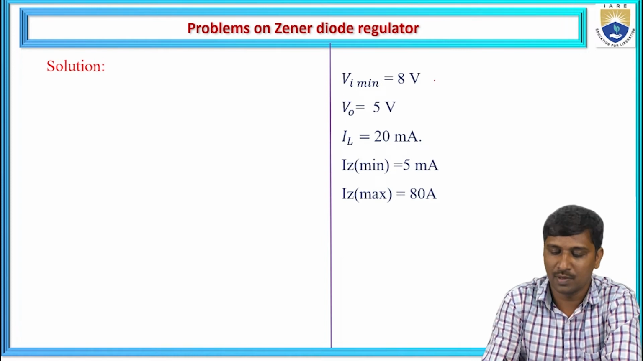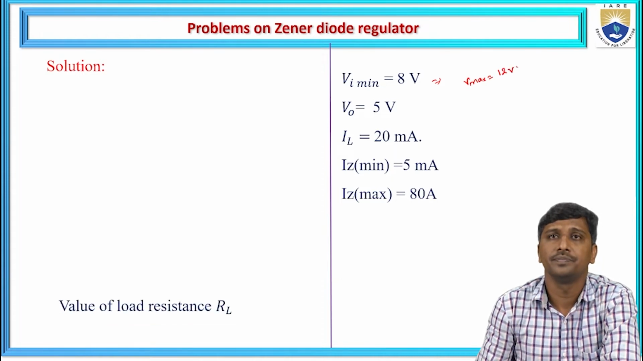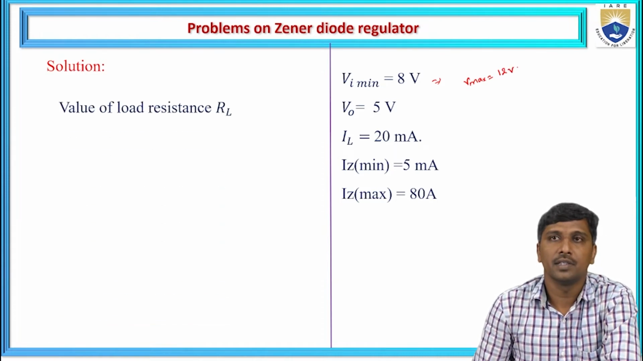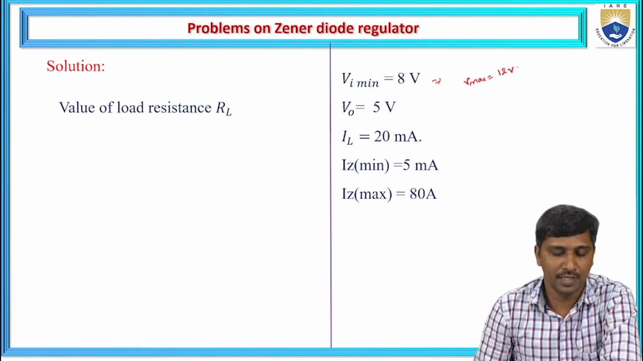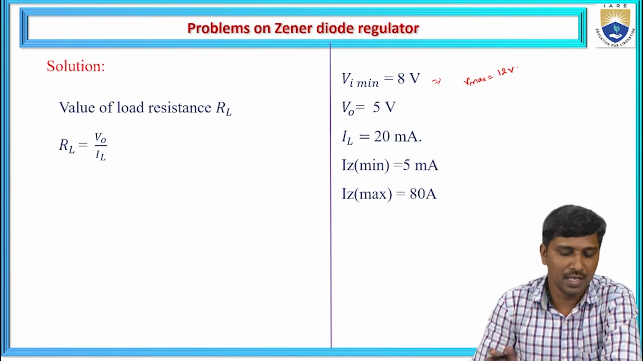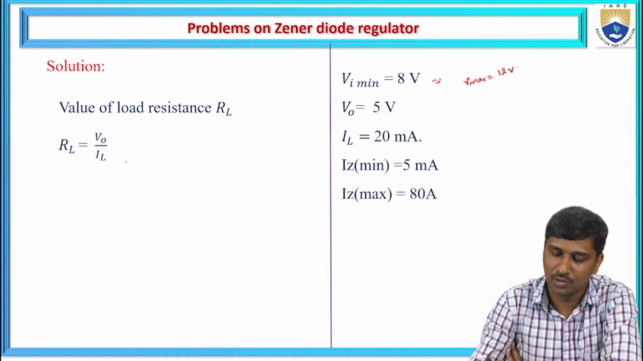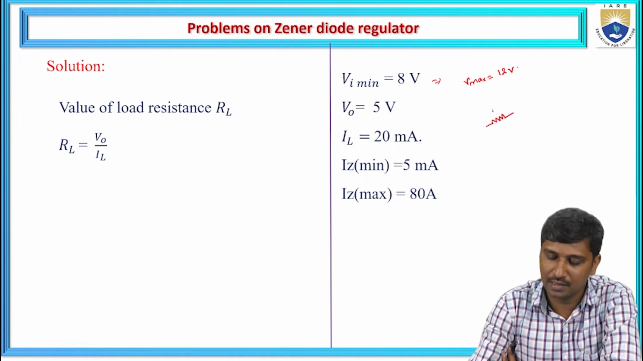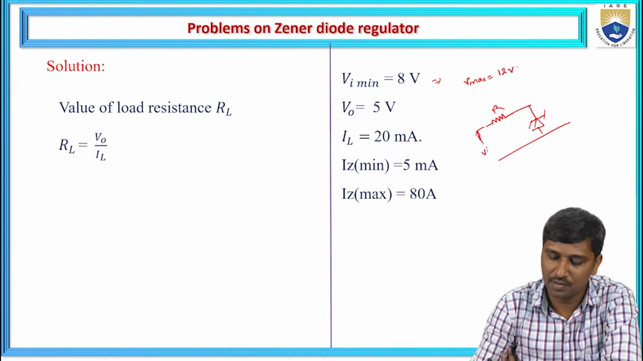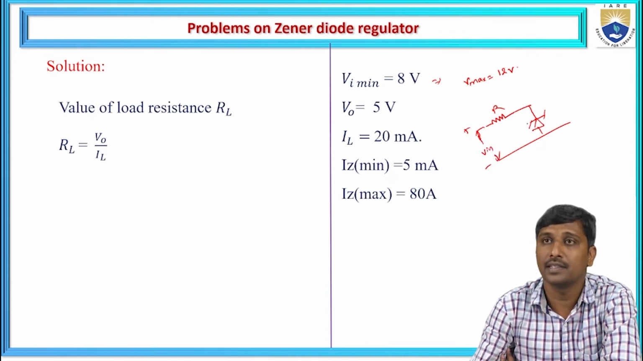So hence the V minimum is 8 volts and the V maximum is 12 volts. Now we need to calculate the load resistance as well as the input resistance while designing this Zener diode regulator. To calculate RL, we define it as the ratio of output voltage to the output current. If you observe the given circuit, let us take this as R, and the Zener diode is connected in reverse bias. So hence this is Vin plus and minus.